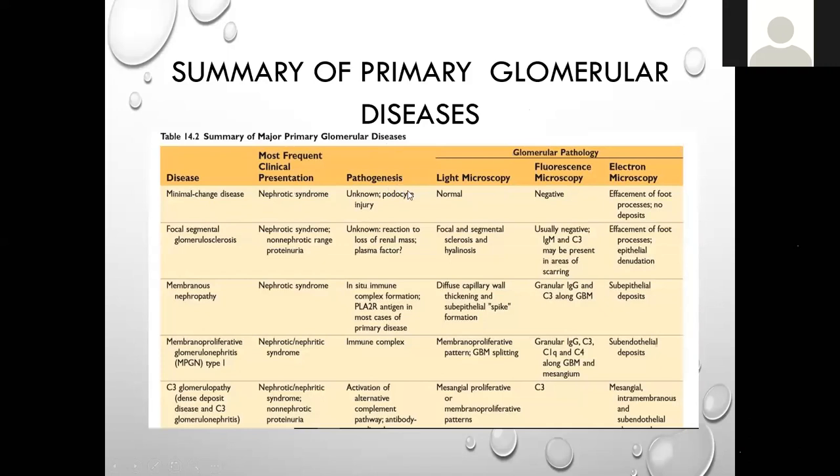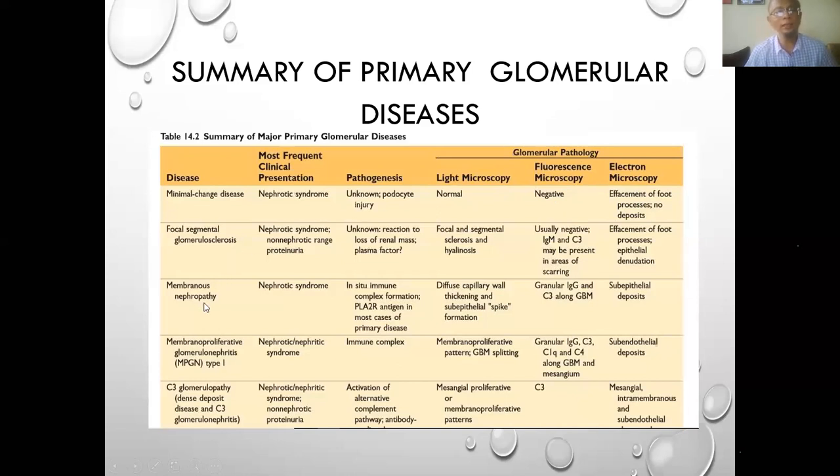What about the pathogenesis? There may be podocyte injury. In light microscopy, it will be normal. In fluorescent microscopy, it will also be normal. But in electron microscopy, you will get effacement of foot processes and no deposit, that is, no deposit of antigen-antibody. So these are the glomerular pathology.